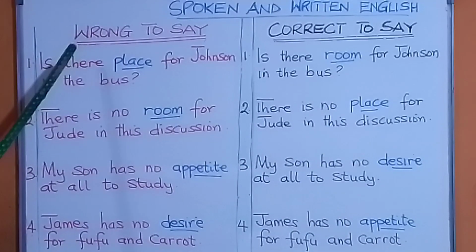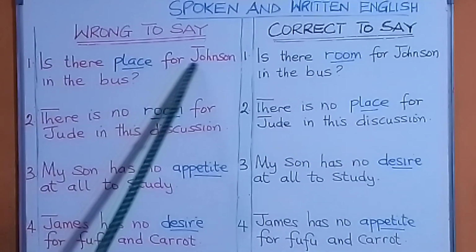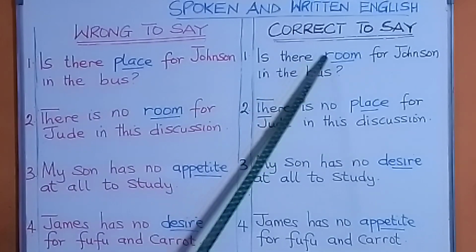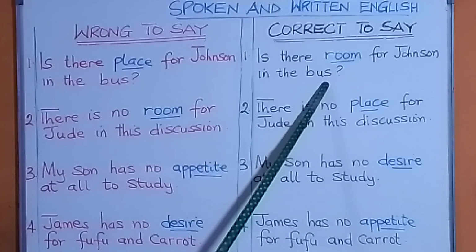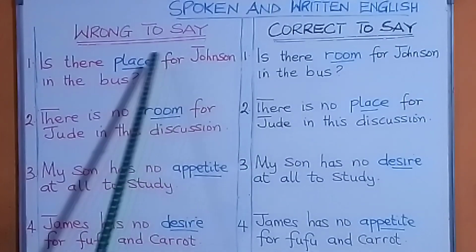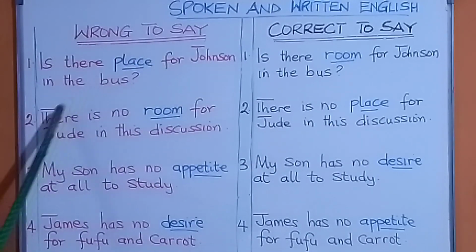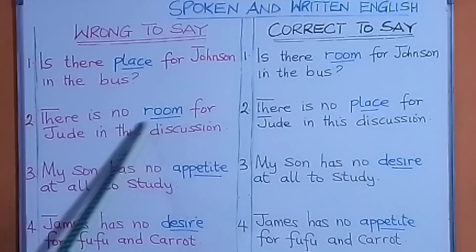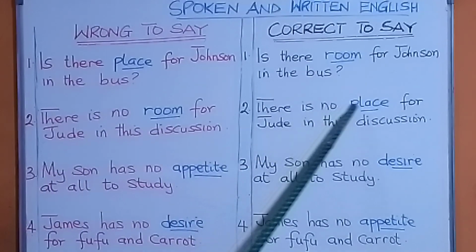Therefore, it is wrong to say, is there place for Johnson in the bus? No. Say, is there room for Johnson in the bus? Is there room for me in the car? Wrong to say number 2, there is no room for Jude in this discussion. No. Say, there is no place for Jude in this discussion.